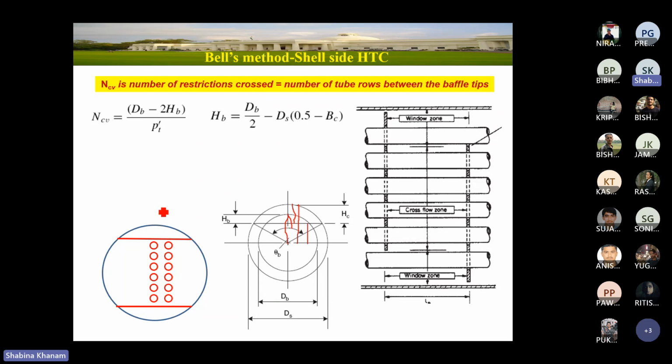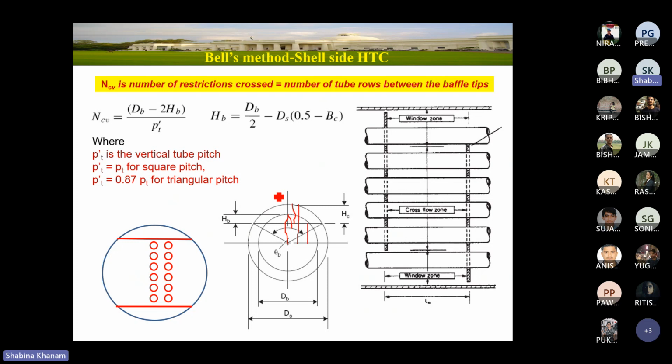So NCB would be equal to dB minus 2HB by PT dash. And this PT dash or prime, whatever you say, is the vertical tube pitch, equal to PT for square pitch, or 0.87 into PT for triangular pitch.